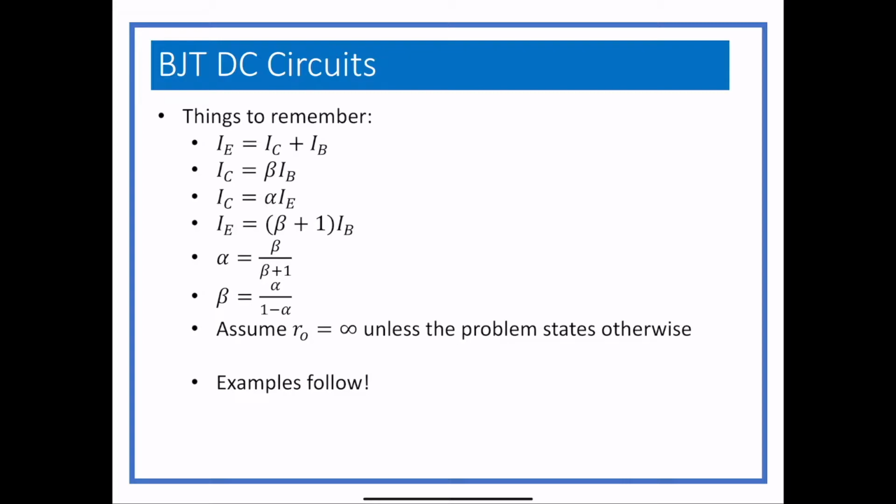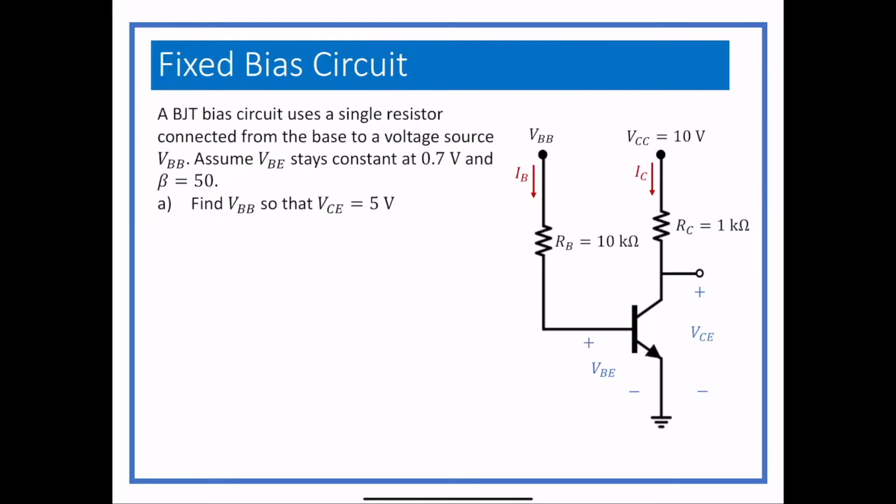So we're just going to look at circuit examples kind of slowly. And this first one has two voltage sources. It's kind of similar to one we did with MOSFETs, but we have VCC is 10 volts. We have two resistors, a base resistor and a collector resistor. And then we're going to assume VBE is 0.7 volts.